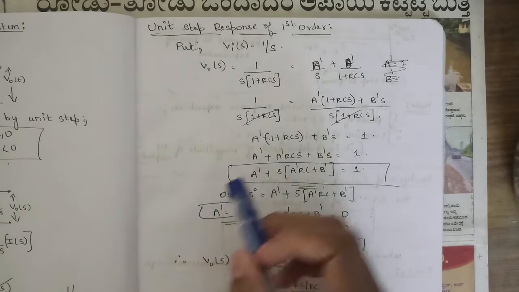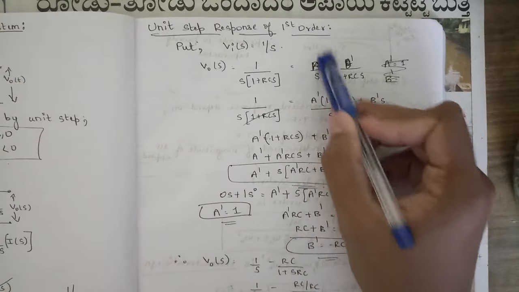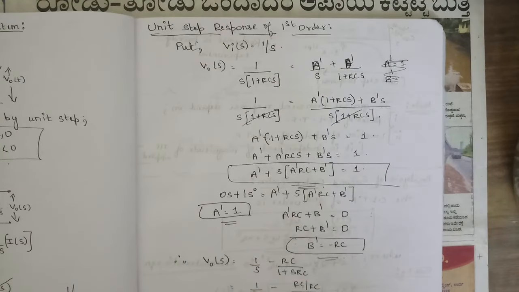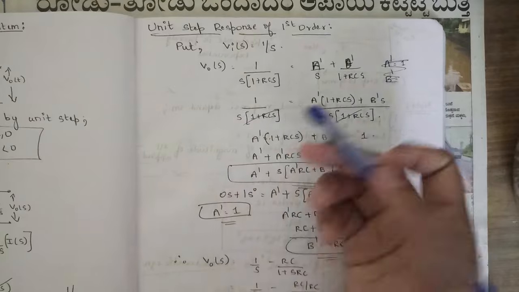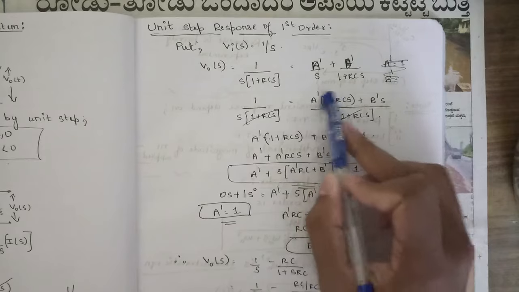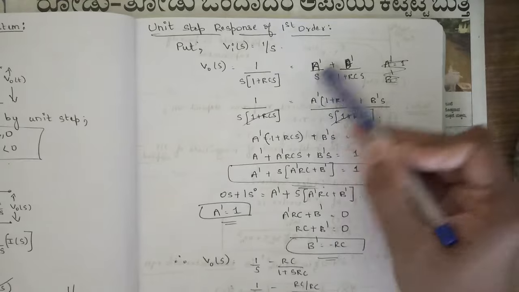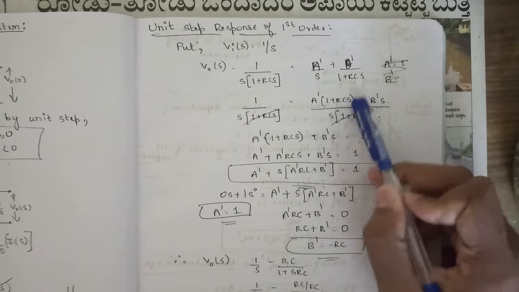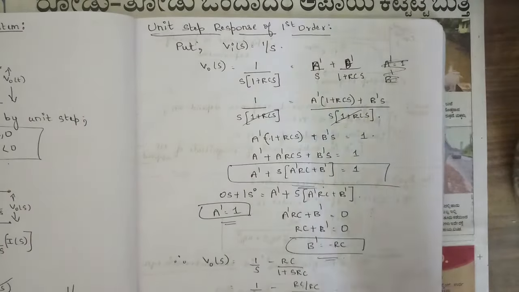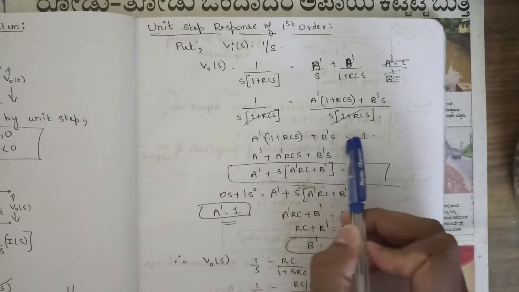Here we need to take the partial fraction: A' divided by s plus B' divided by (1 plus RCs), the partial fraction method, equal to 1 by s into (1 plus RCs). Cross multiply and take the LCM: A' into (1 plus RCs) plus B' into s divided by s into (1 plus RCs). This is basic maths, you might know it. We can cancel the common terms, so we are left with A' into (1 plus RCs) plus B' into s equal to 1.